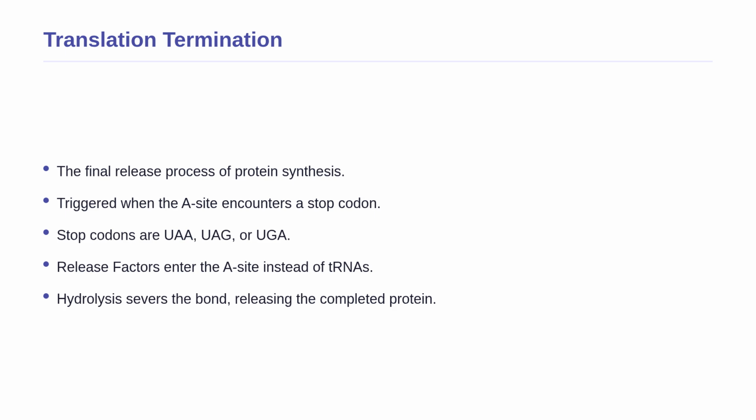Termination occurs when the ribosome's A site encounters one of the three stop codons on the messenger RNA, UAA, UAG, or UGA. Unlike normal codons, there are absolutely no transfer RNAs that match these stop signals. Instead, special proteins called release factors enter the A site. These factors trick the ribosome into adding a water molecule to the end of the chain. This hydrolysis reaction severs the chemical bond, releasing the newly born protein into the cell.